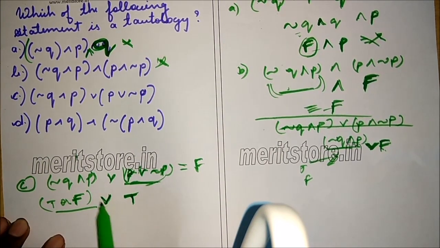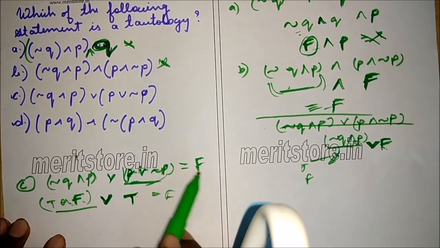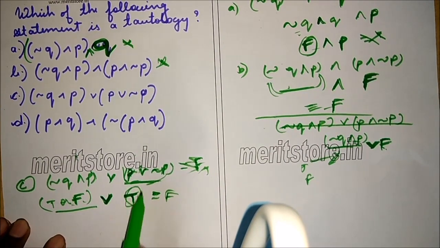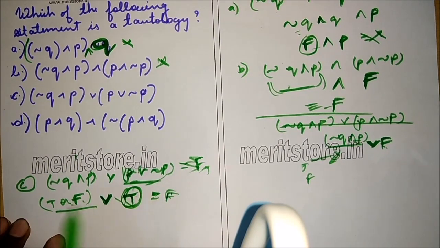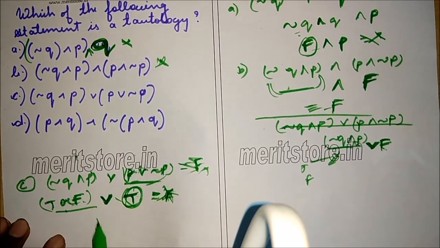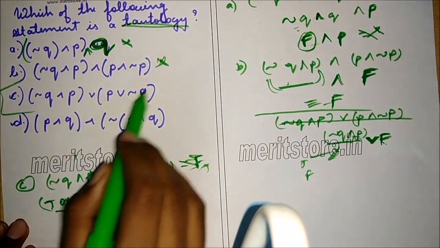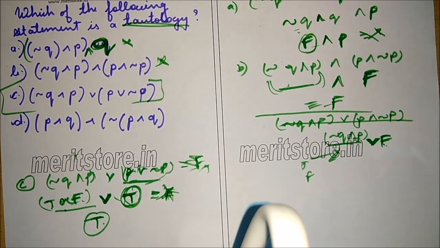Now again, since this is an or statement, both the statements should be false, then only it will be false. But the second statement is always true, so this cannot be false, since both the statements are not false. So irrespective of what the first statement is, it is always true. Since it is always true, it is a tautology. So the answer is C, which is a tautology: negation of q and p, or p or negation q.